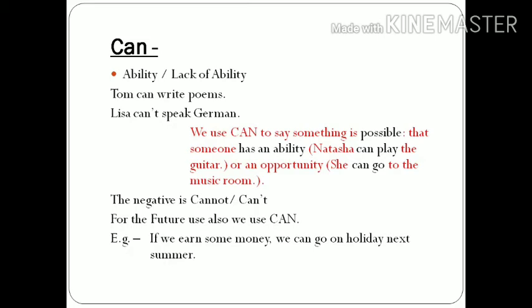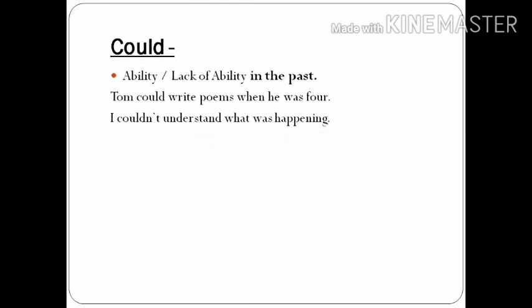So now, let's look at the second type of modals. The next part that we have is could. Could is used to show the ability or the lack of ability which is used in the past. So the same example written in the past would be, Tom could write poems when he was 4 and I couldn't understand what was happening.